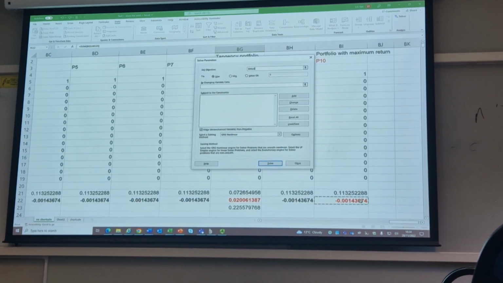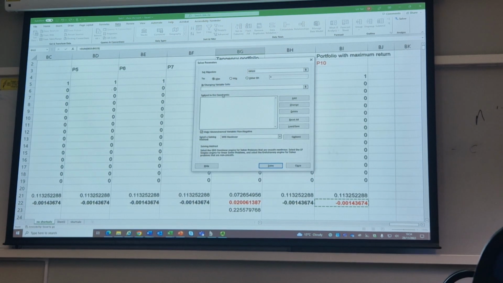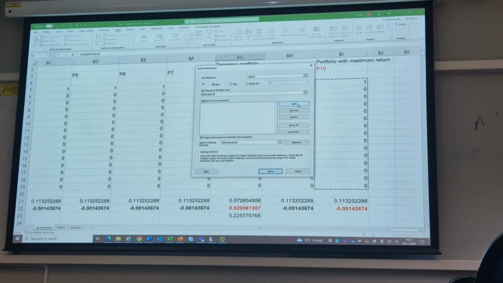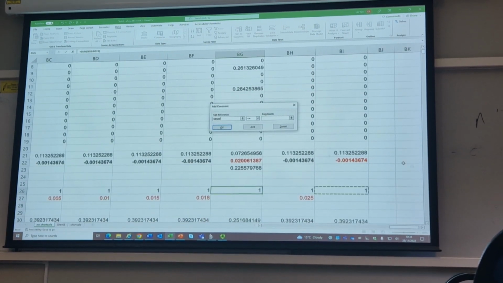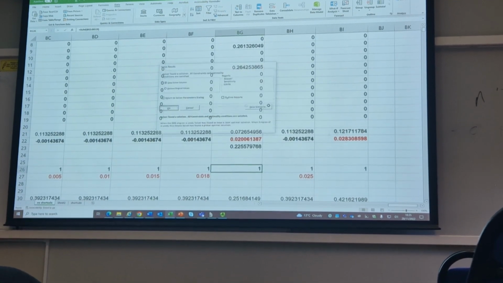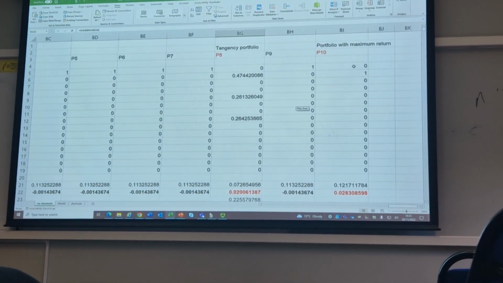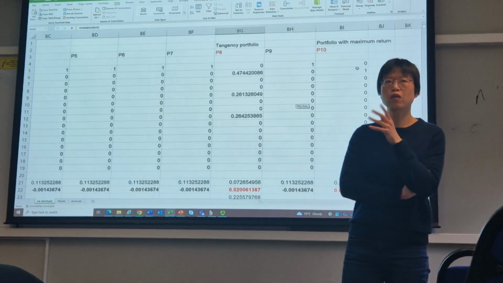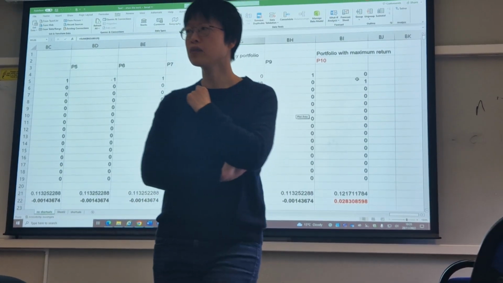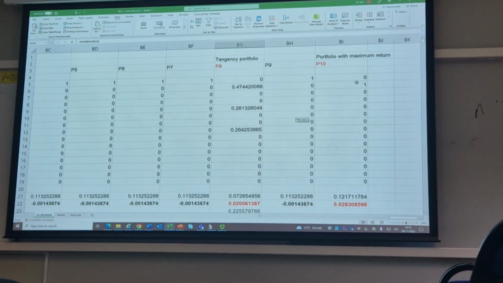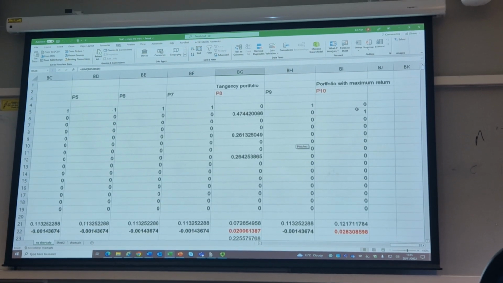So we just select the return and choose maximize. Changing variable cells, still the weights of these stocks. Constraints, set the sum of weights equal to 1. And that's it. So we can have only one stock selected with a weight of 100%. That stock generates the highest return. Is that clear to you guys? Good? Do you want me to keep going, or is that all right?